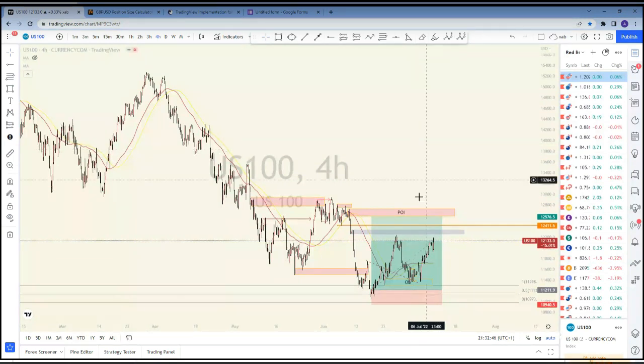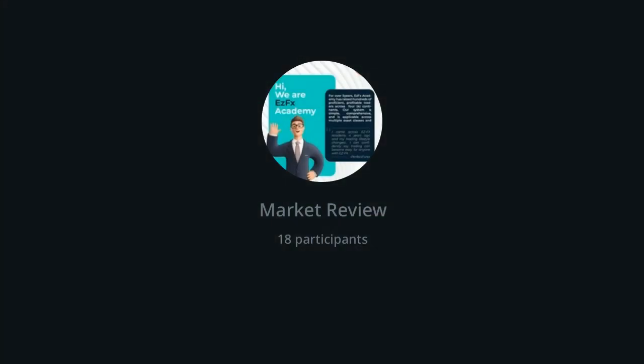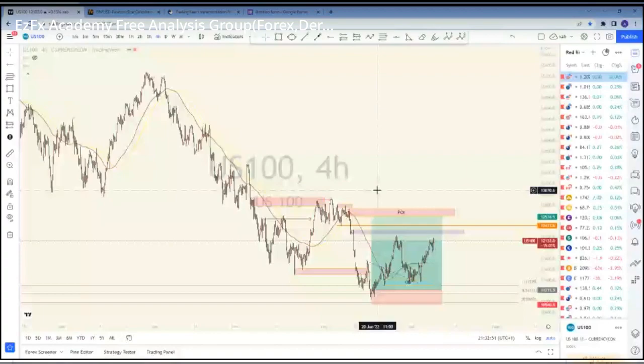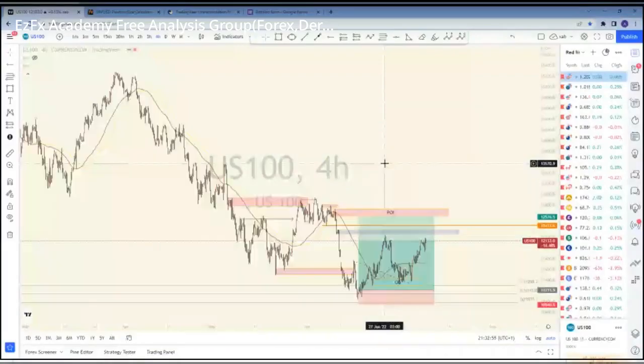So for me, this has been on since the 17th of June, and it's still playing out quite perfectly. I still expect it to deliver some more pips, at least maybe for 1 or 2 days, before I start looking for what the next direction would be.